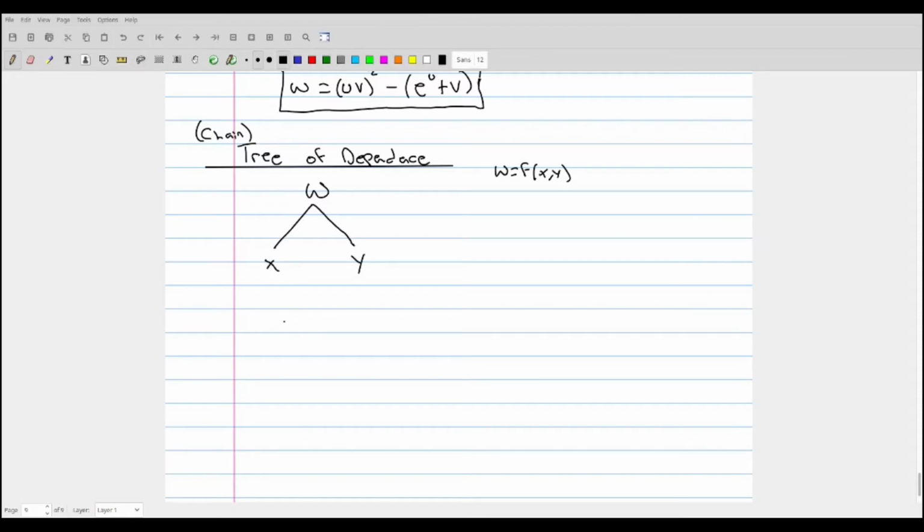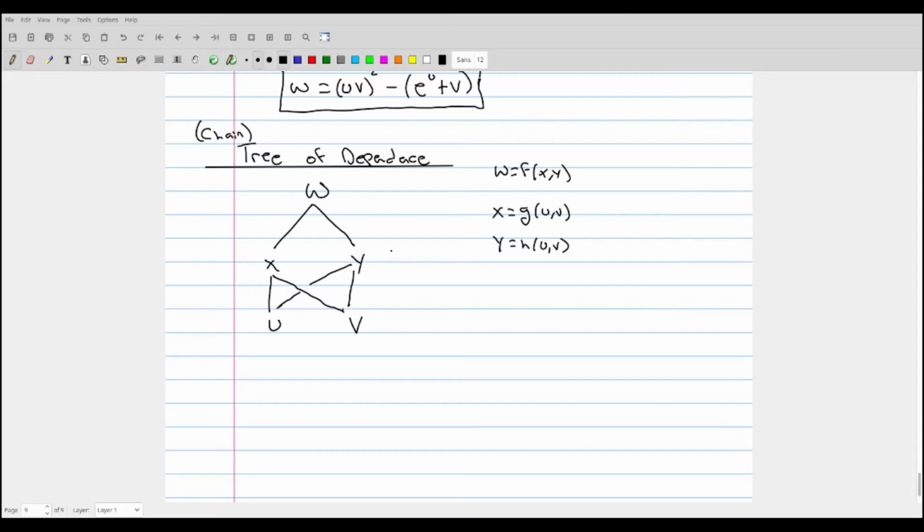It then depends on x and on y. And then if x and y themselves are both functions of u and v, so x is some g of u, v, and y is some h of u, v, that means that x depends on u and on v, and y also depends on u and on v. So this is the tree or chain of dependence for this composition.